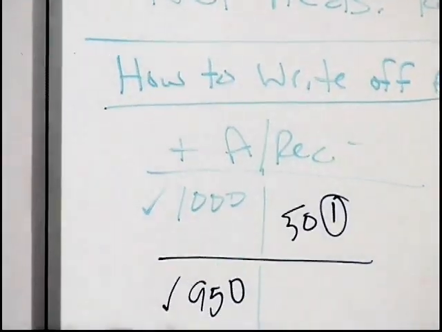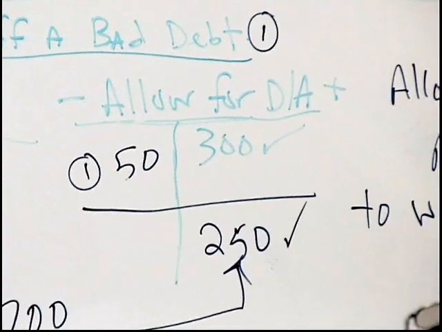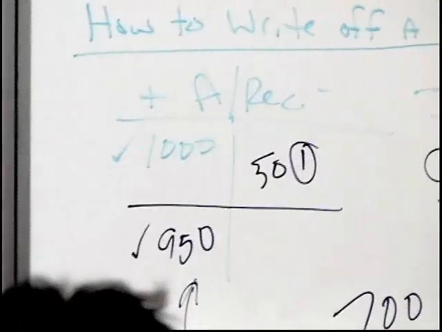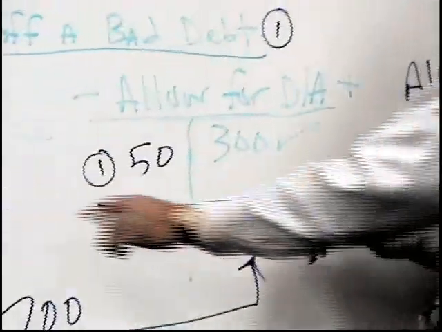Do you repeat the question? Yeah. What is the impact of writing off an account receivable on, let's say, net accounts receivable, or on total assets? Doesn't matter. It was 700 before and 700 after. What was 700 before? The net amount: 1,000 minus 300 and 950 minus 200.